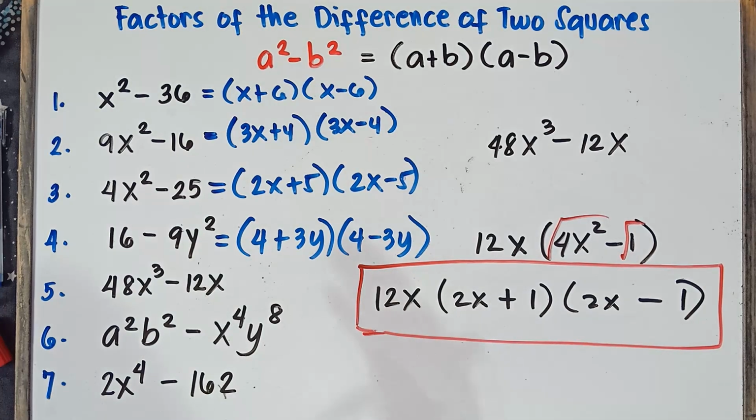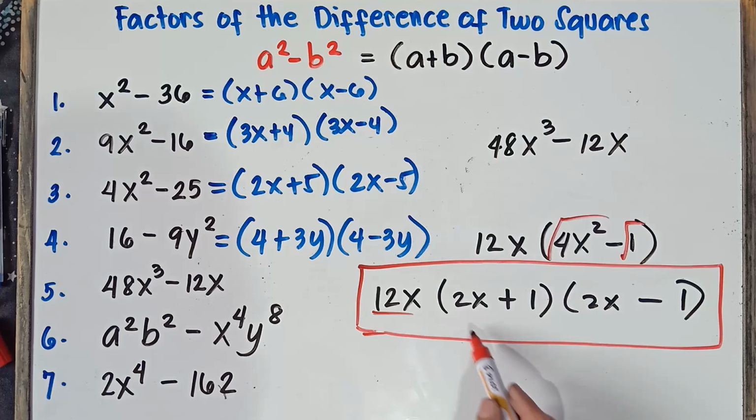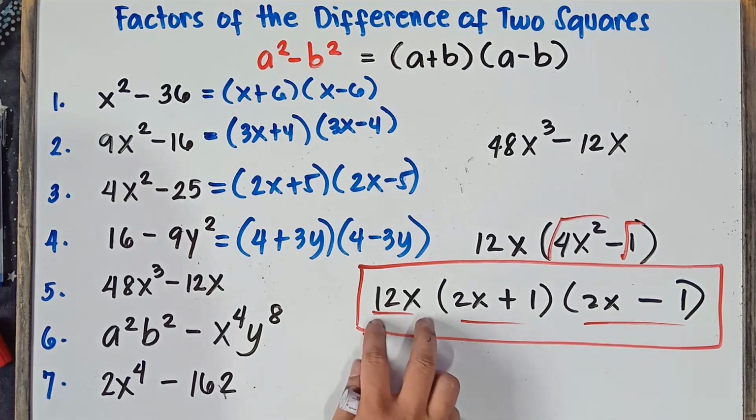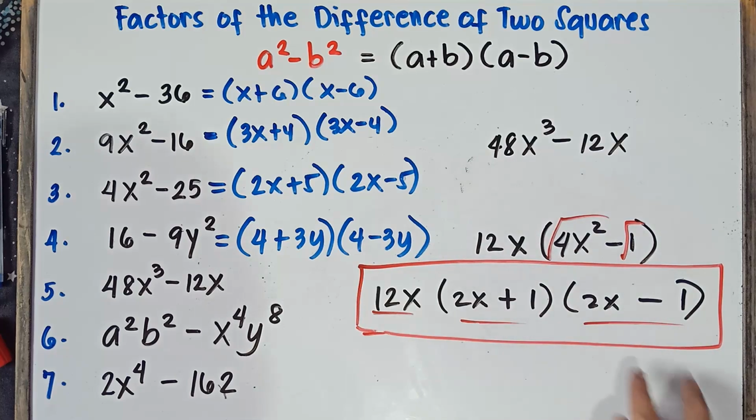So therefore, class, we have 3 factors. First factor is 12x. Second factor, that would be 2x plus 1. Our third factor, that would be 2x minus 1. So once again, class, include this one. First factor, 12x. Second factor, 2x plus 1. Third factor, that would be 2x minus 1.